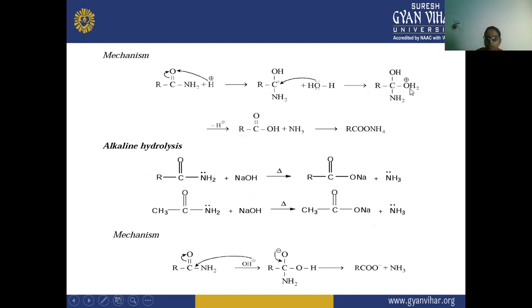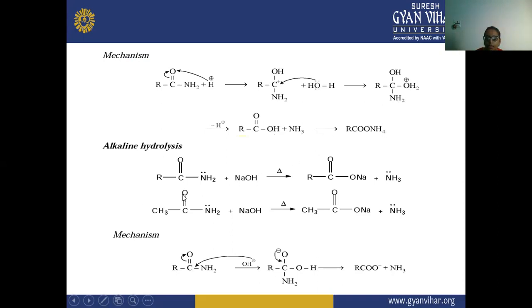Means here this H is removed out from here, and the double bond is formed here. And this NH2 is removed out from here, and this NH2 will react with this proton, and there is a formation of ammonia. And after that, when it is reacting, this H is removed out from here. There is a formation of the ammonium salt of acetate.